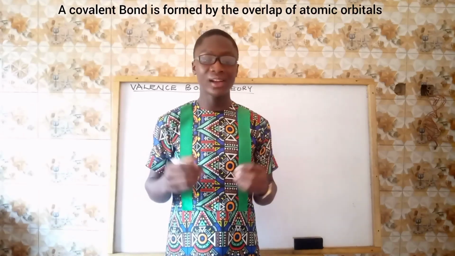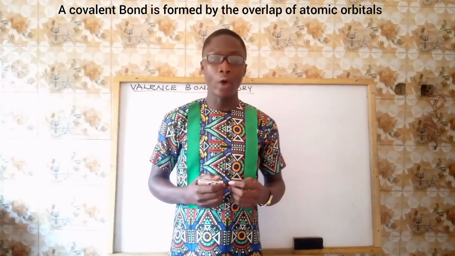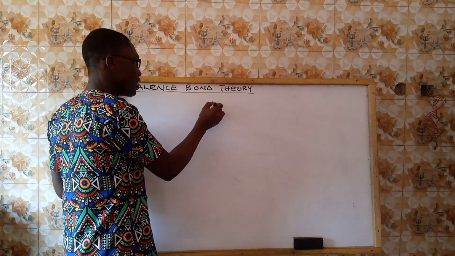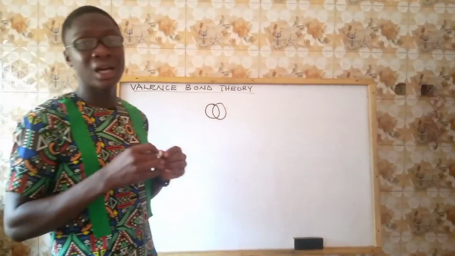Point number 1 is that a covalent bond is formed by overlap of atomic orbitals where atoms are close to each other. We have already learned about a covalent bond, and we know that the atoms that form a covalent bond overlap with each other because they share electrons. Those atoms have to share electrons to become stable, so they will overlap with each other. It will be something like this: atom A overlaps with atom B for them to share electrons so that they become stable.